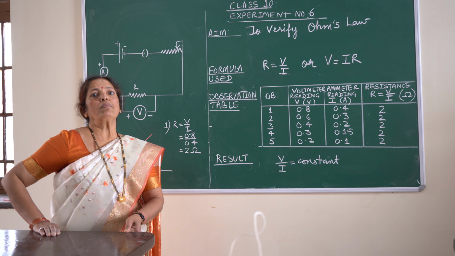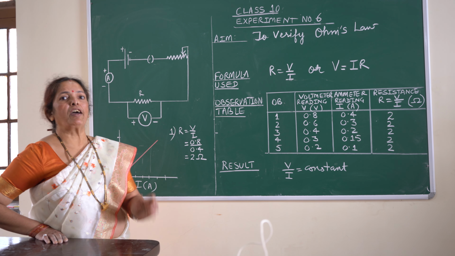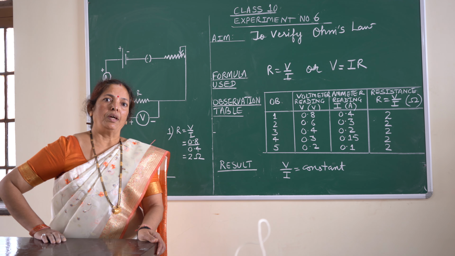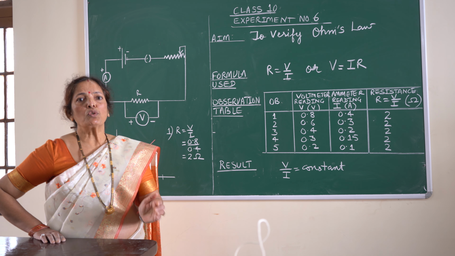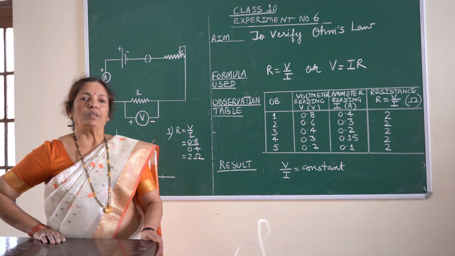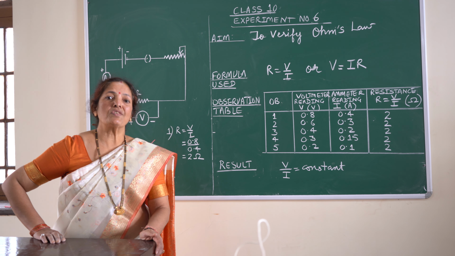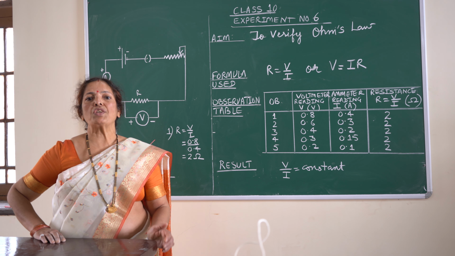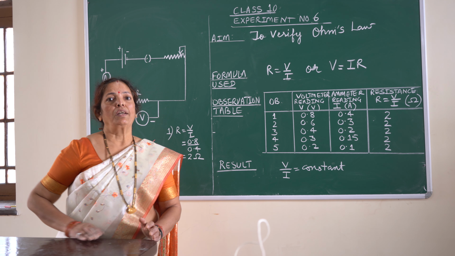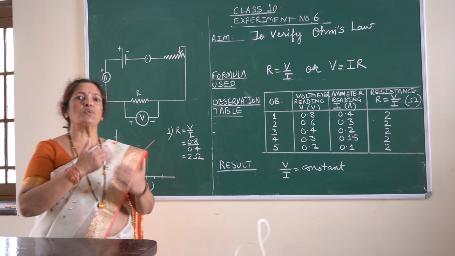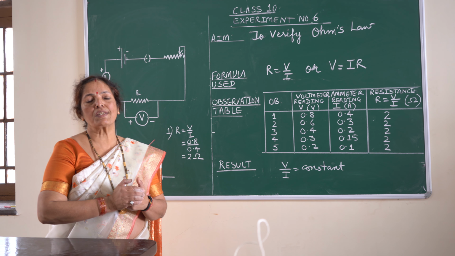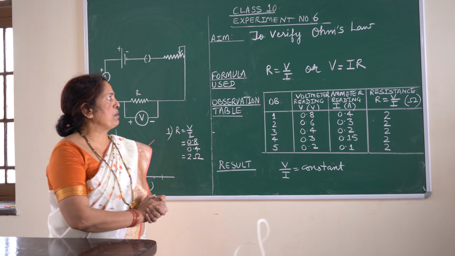So here the aim of the experiment will be to verify Ohm's law. And you have already studied in your theory that according to Ohm's law, the current flowing in a circuit is directly proportional to the potential difference, provided the physical conditions and the temperature remain the same. So we are going to make use of it and will be verifying this through this experiment.